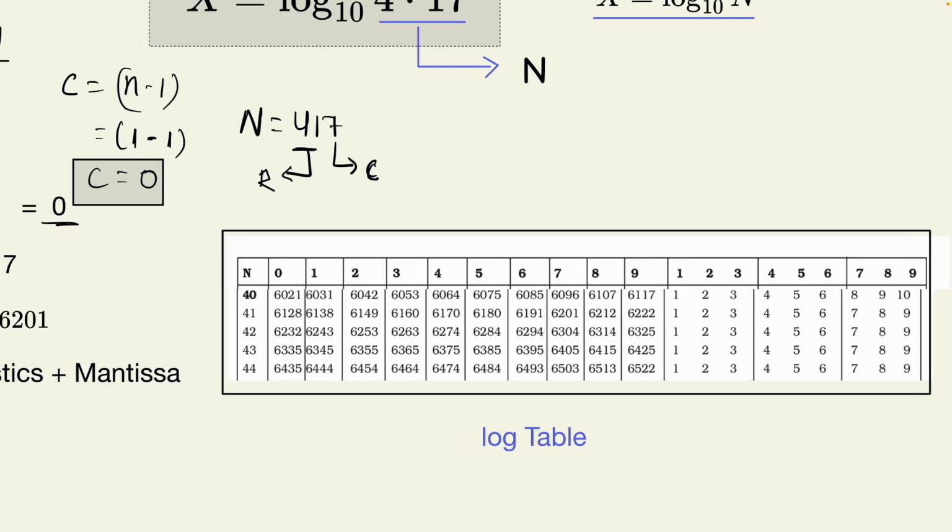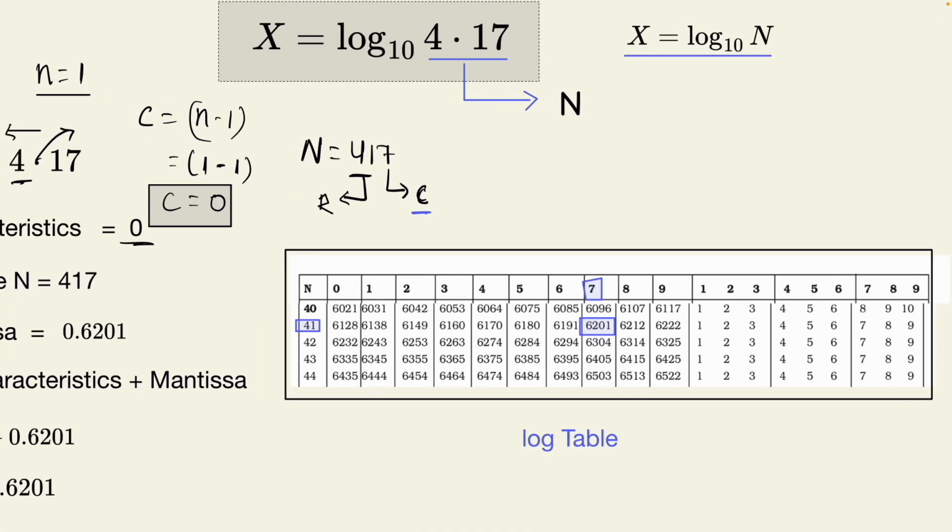We go to table 41. In that we have to reach column 7. Here is column 7. Let's match which number is matching. This is 62 and 01, meaning 6201. That number is matching here.